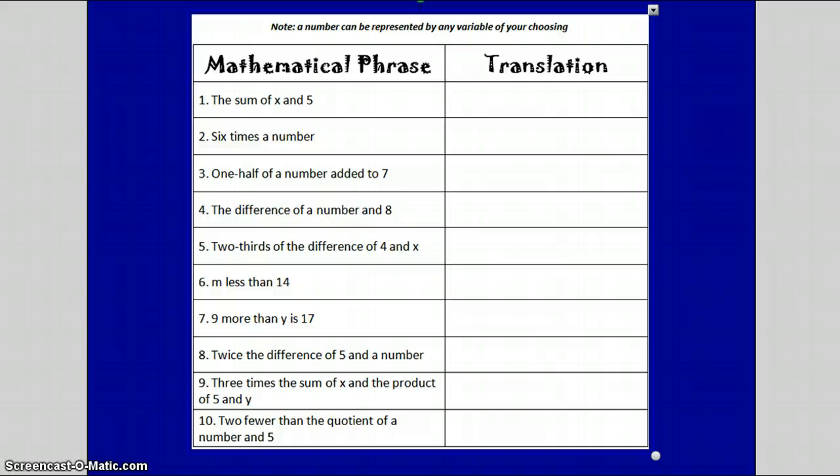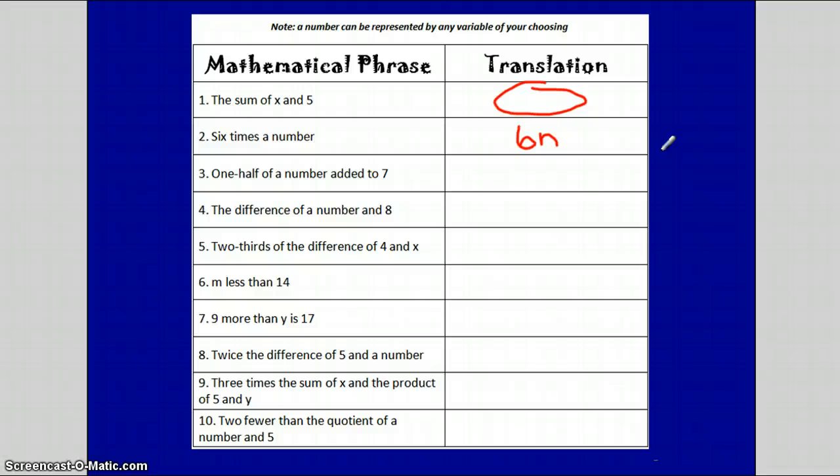So it looks like this. For instance, if we look at number 1, it says the sum of x and 5. Over here, tell me how you would write that. One thing I want to point out to you about ones like number 2 and 3 and 4, when the word number appears, you can pick whatever variable you want. So you can use the letter n, you can use y, m, whatever you like. So for instance, 6 times a number, I'm going to use n for number, and that would just be 6n. And there are different ways to write multiplication. We'll go through all of the possibilities for correct answers in class tomorrow.